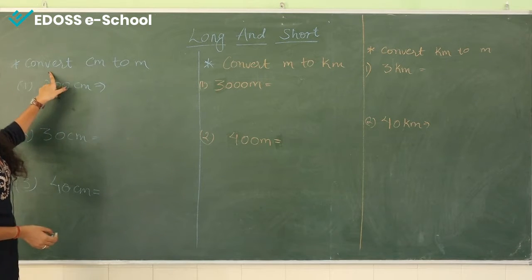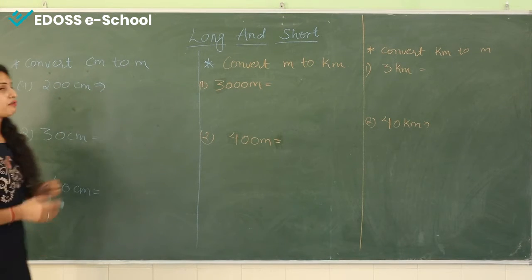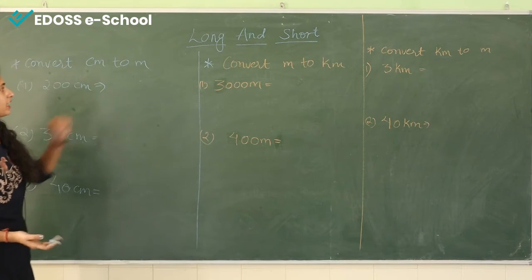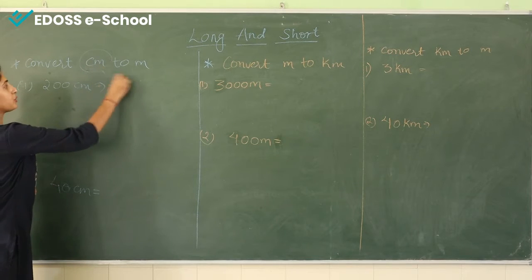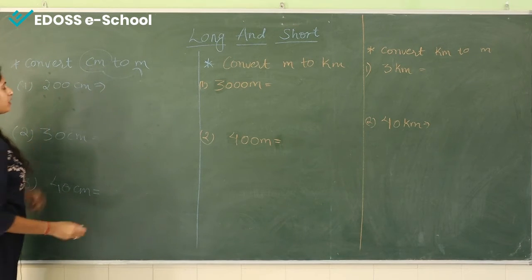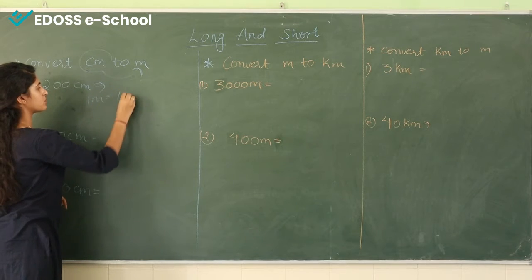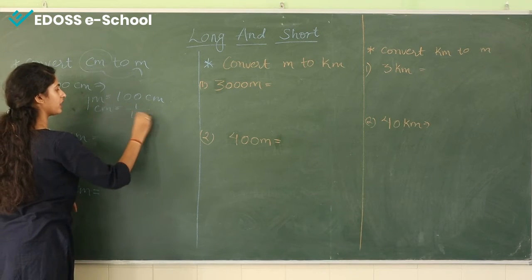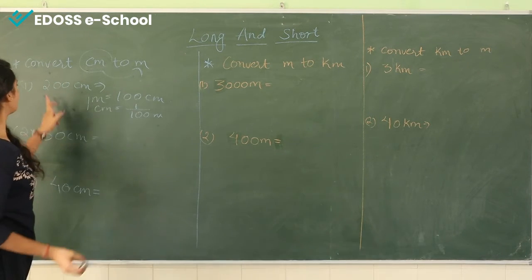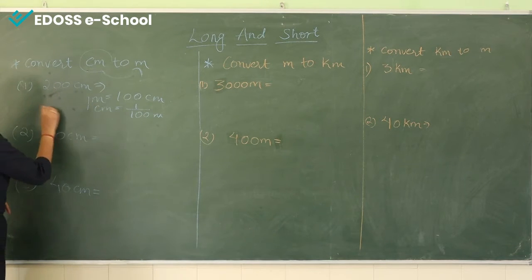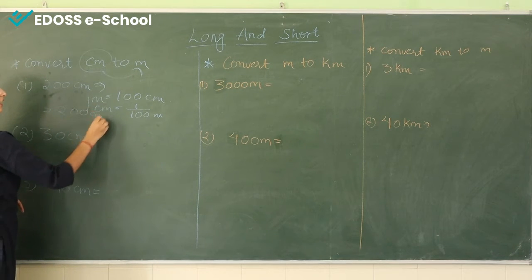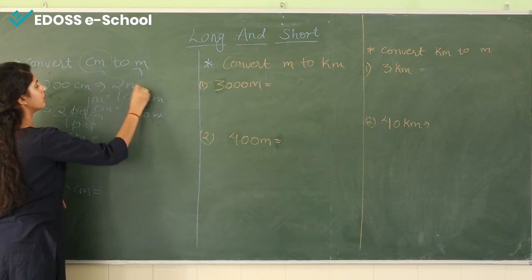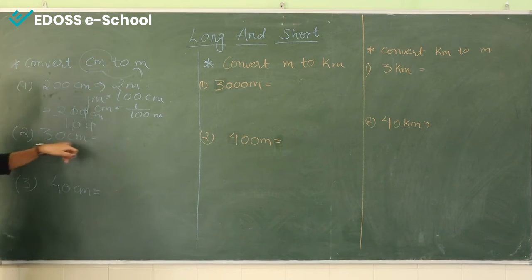So now we'll convert centimeter to meter. So students, when we were converting meter to centimeters, we were multiplying by 100. So now we'll divide it by 100 when we are converting centimeter to meters. So 200 centimeters. As you know, 1 meter is equal to 100 centimeters. So 1 centimeter will be equal to 1 upon 100 meters. So now we'll convert 200 centimeters. So we have to divide it by 100. That is 2 meter.